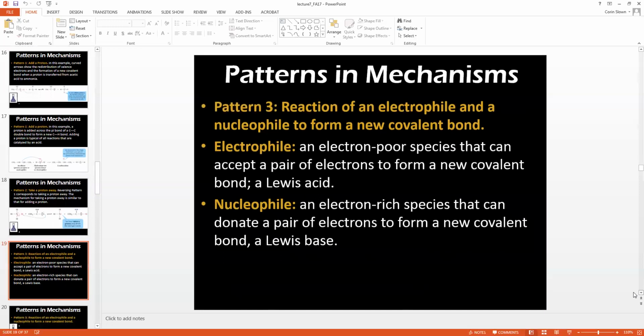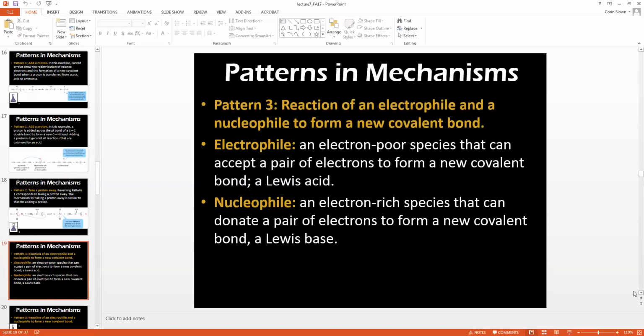If we think about pattern 3, this is the reaction of an electrophile and a nucleophile to form a new covalent bond. Just as a reminder, an electrophile is an electron-poor species that can accept a pair of electrons to form a new covalent bond, or a Lewis acid, whereas a nucleophile is an electron-rich species that can donate a pair of electrons to form a new covalent bond, a Lewis base.